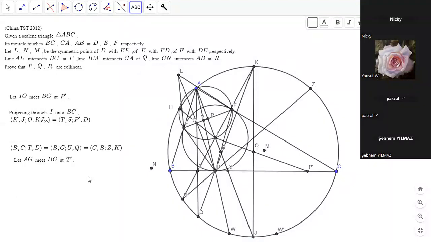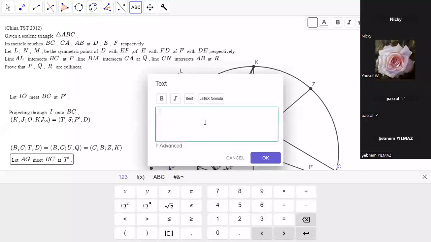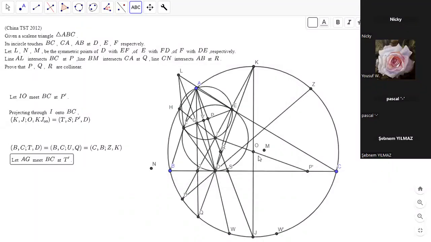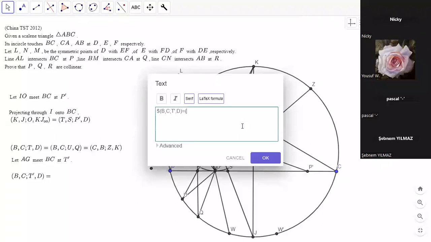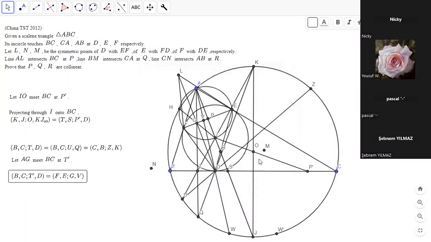And then we have BCT prime D is equal to FEGV, FEGB. And then we project through A, so that's BCQW.